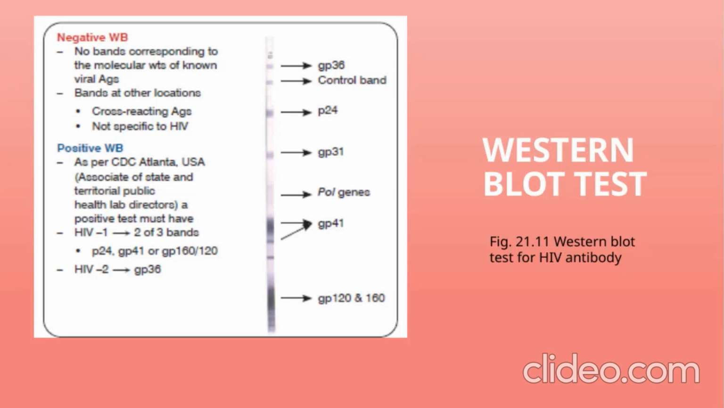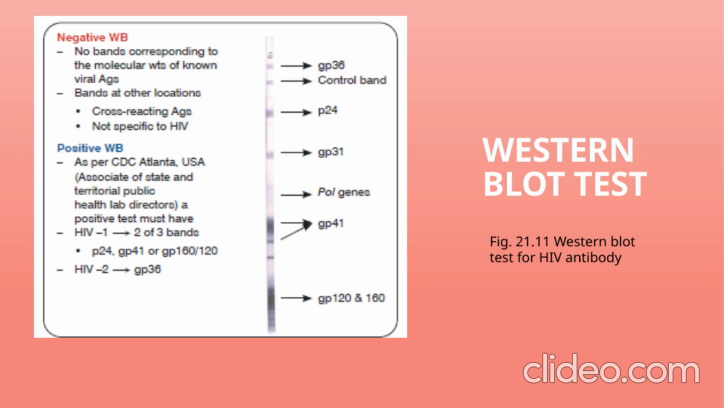Now, let's take a closer look at the Western blot test for HIV antibodies, which is shown here in Figure 21.11. This test is a key confirmatory step after an initial positive HIV screening, helping us verify whether someone truly has HIV. The Western blot works by detecting specific HIV proteins, or antibodies, in the blood. Essentially, it separates the proteins and then uses a labeled antibody to identify if those HIV proteins are present.